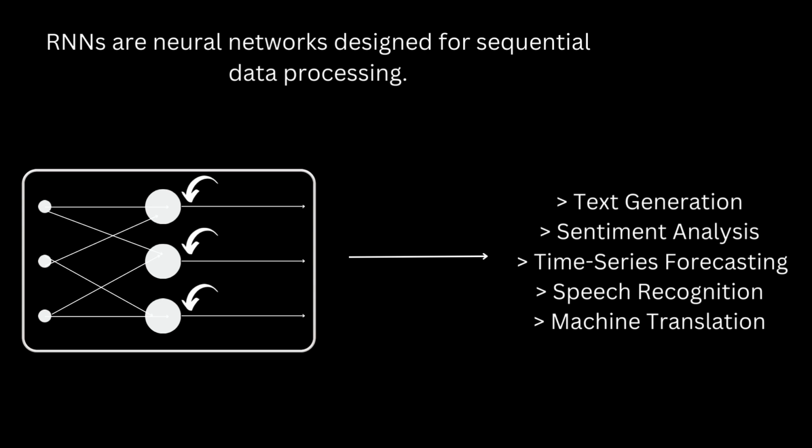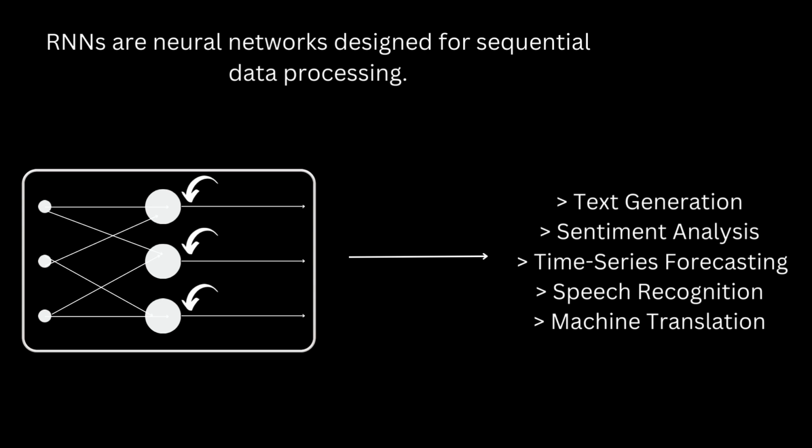For example, in tasks like text generation, when we try to generate some text, we want to know what is the previous sentence or previous word. And in sentiment analysis, when we try to analyze some sentiment, for example, we try to give positive if the sentence is positive or negative or neutral, then we also want to know the previous data or previous sentences. And for example, in time series forecasting, speech recognition and machine translation.